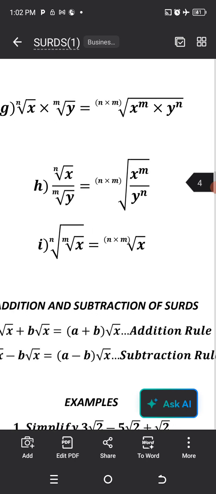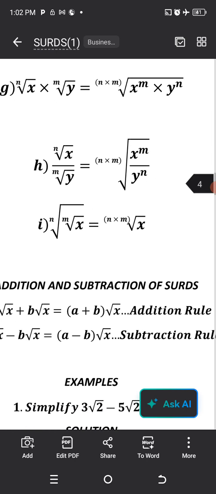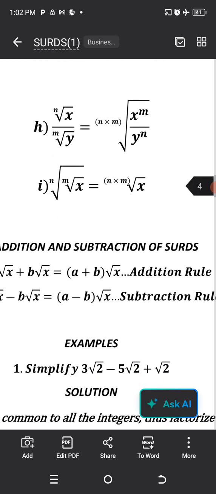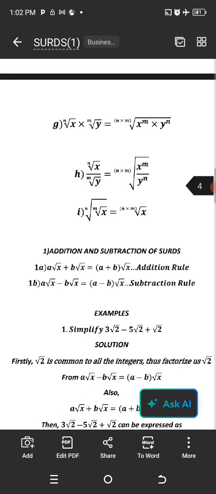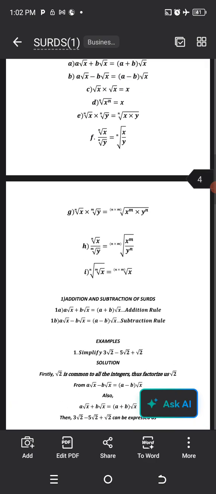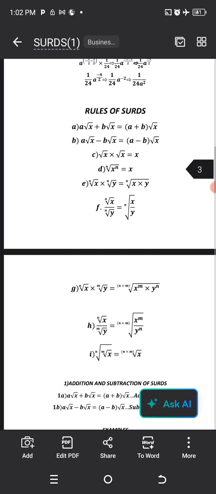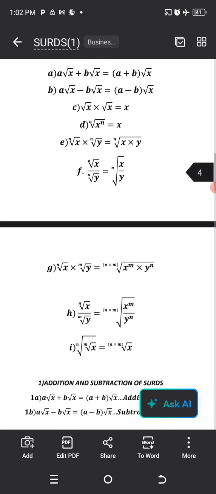That is h. And this one, the nth root of the mth root of x, can definitely be expressed as the mn-th root of x. You must note this down too. Let me just zoom out so that you can have a better view of what I've been saying. These are all the rules that we make use of, whether in addition or subtraction, or whether you are multiplying or dividing surds. So just go through, look at it, master it.